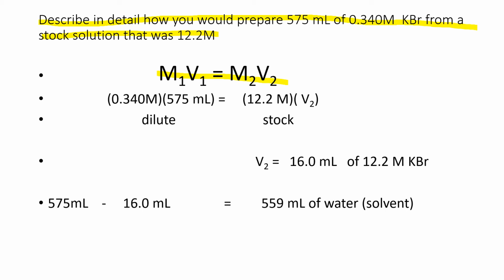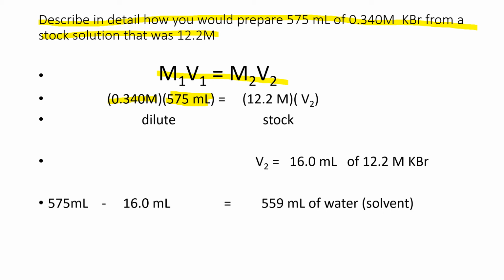It doesn't matter which side you make the diluted solution and which side you make the stock solution. I made the left-hand side the diluted solution, so I'm just filling in information. The molarity of that diluted solution, 0.340 molar. The volume of the diluted solution, 575 milliliters. Now you may be looking at this and saying, boy, I really thought we needed to convert that to liters in order for everything to cancel. Well, you can convert it to liters. That would be fine. There'd be nothing wrong with that, but you don't necessarily have to.